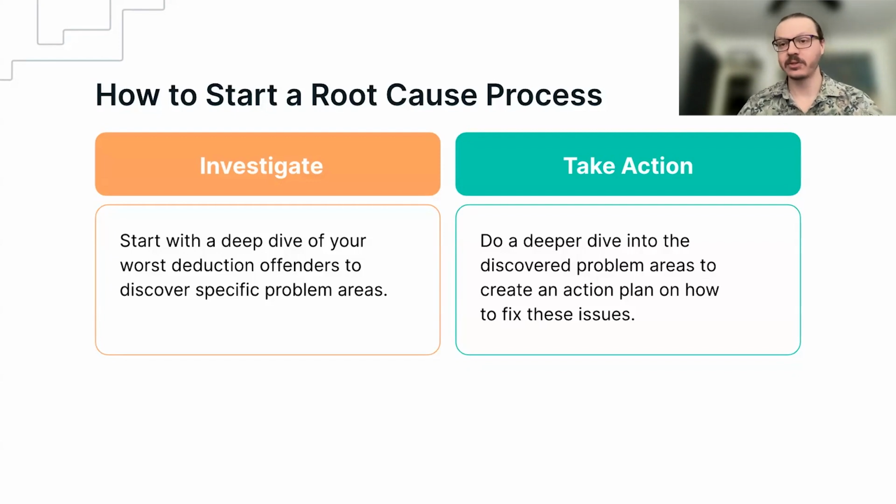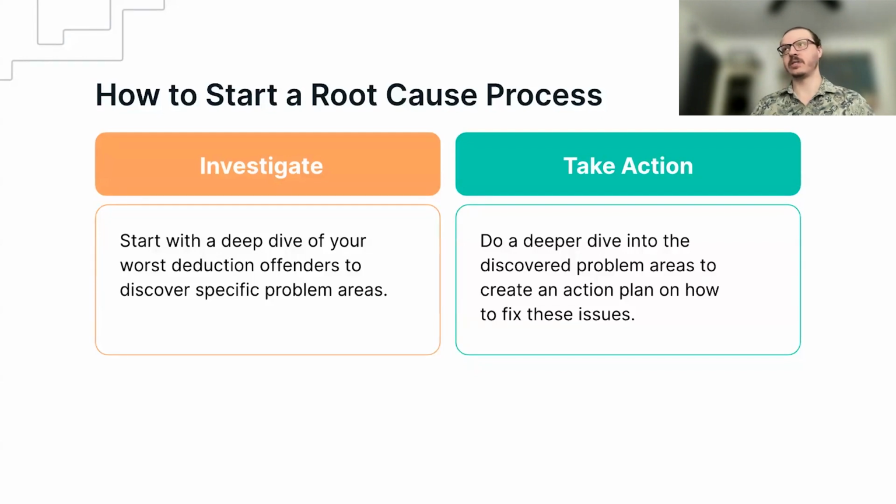It's going to be researching and understanding what are the top offending items or the top offending deductions, so that we can ideally uncover specific problem areas in that end-to-end purchase order lifecycle process. And then from there, we've taken a step back, we've investigated, we've found some trends, we've identified some problem areas or some issues. The next step is to take action.